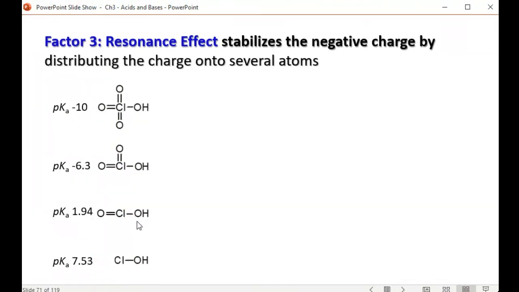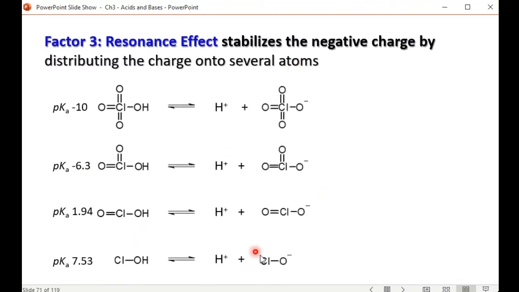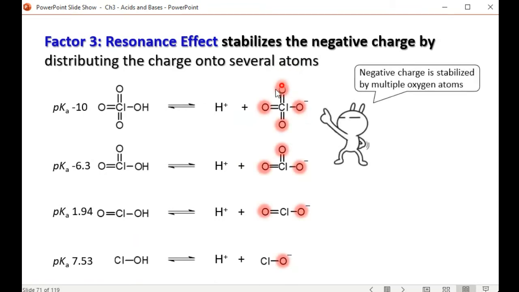Well, let's draw out their conjugate bases. All of them have a negative charge on oxygen, the same thing. The size, electronegativity, everything else is the same. But what's the tiebreaker here? Well, the negative charge in this structure right here, which we call perchlorate, doesn't stay on oxygen. It's stabilized, being distributed to all 4 oxygens.